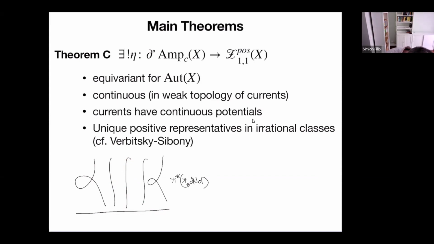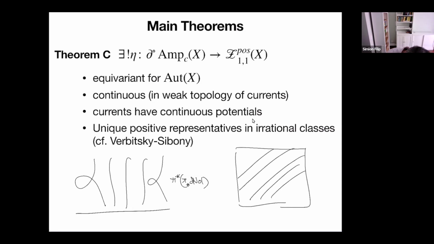Here, for the irrational directions, there isn't really a picture, but you should think of it as something like an irrational foliation on your K3. So this is X, and this is kind of a unique ergodicity statement. The uniqueness of these positive representatives is saying that there's a unique positive measure that's kind of transverse to this foliation. Sorry, I missed you here. How did you get this rational foliation?